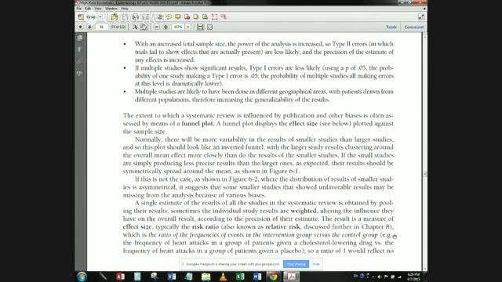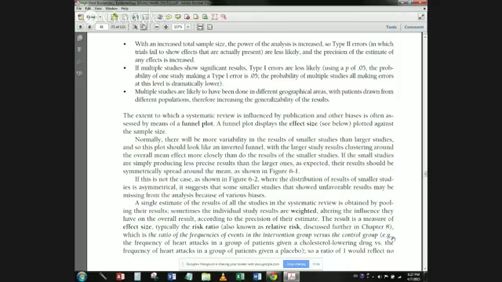The extent to which a systematic review is influenced by publication and other biases is often assessed by means of a funnel plot. A funnel plot displays the effect size plotted against the sample size. Normally, there will be more variability in the results of smaller studies than larger studies, and so this plot should look like an inverted funnel, with the larger study results clustering around the overall mean effect more closely than do the results of the smaller studies.